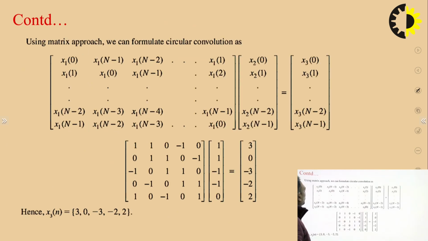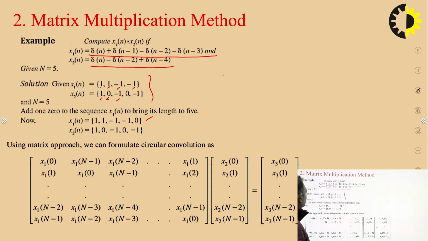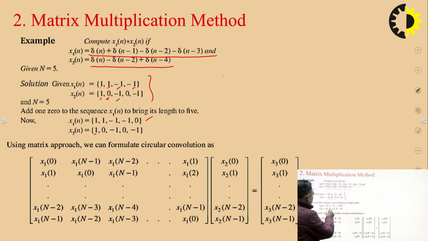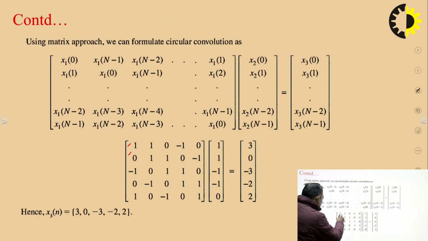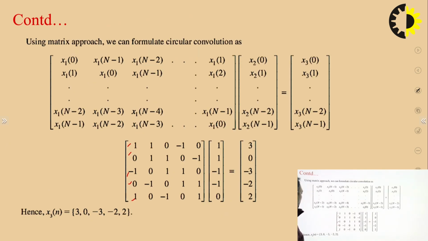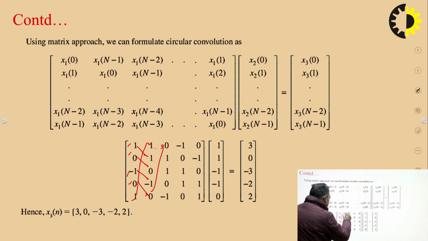So what we will do is take, let's say, the first sequence, and we write the first sequence coefficients like this. Sorry, in this case they have taken the second sequence. So this is our x2(n) sequence. With the help of the second sequence we have made a matrix like 1 0 minus 1 0 minus 1, 1 0 minus 1 0 1. Then this value will become here, here, here, here, here, and then this will become like this.